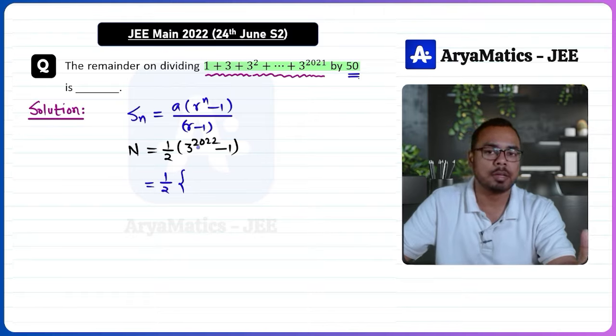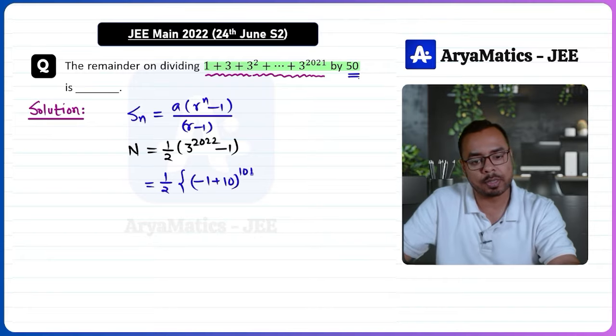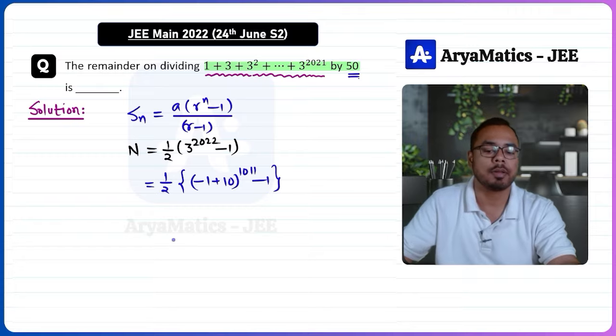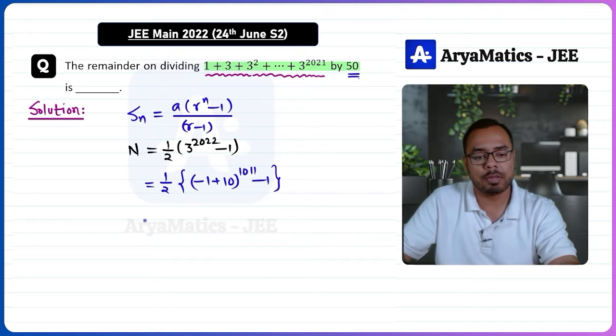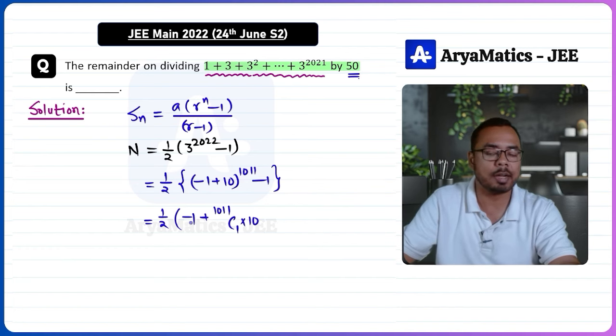9 we can write as 10 minus 1, right? So 3 raised to 2022, this we can write as 3 square raised to 1011. 3 square is 9, which is minus 1 plus 10. So minus 1 plus 10, this raised to 1011, minus 1, right? And now let us apply the binomial theorem on this one. So if I apply the binomial theorem, we'll get minus 1. The next term will be 1011 C1 and this multiplied by 10. Right, the first term raised to an odd power, so we'll get a negative sign.